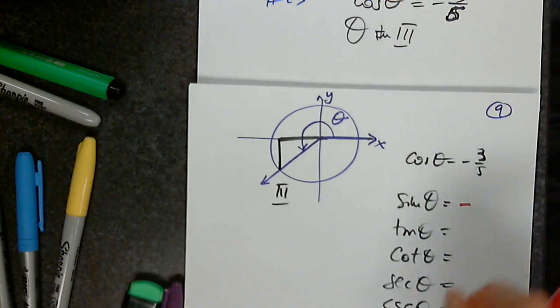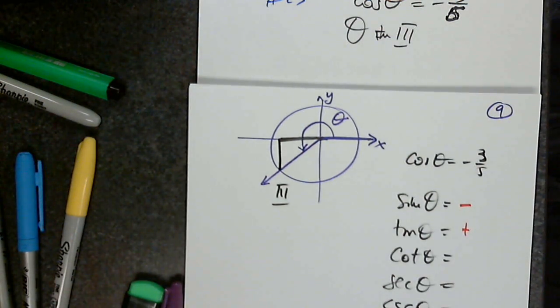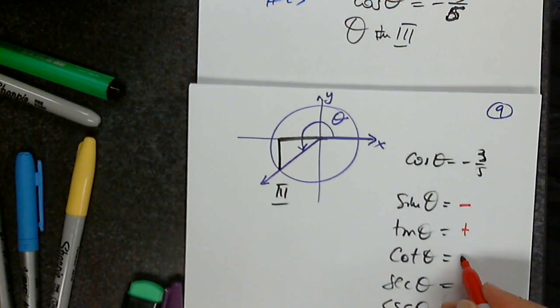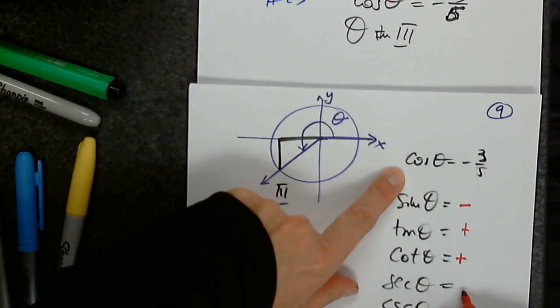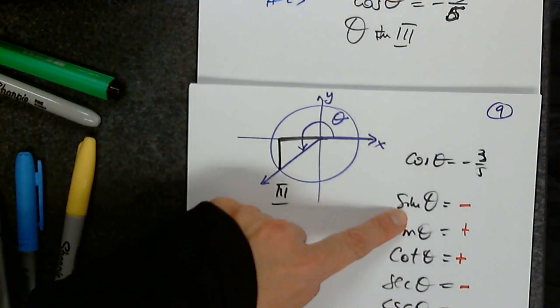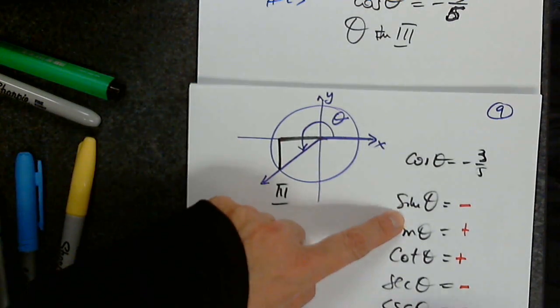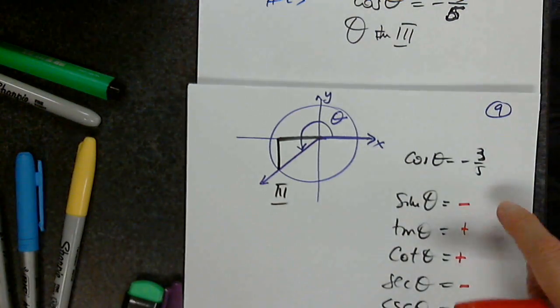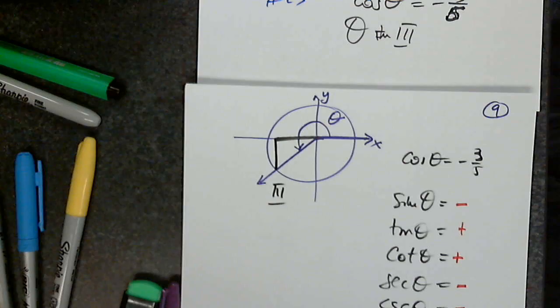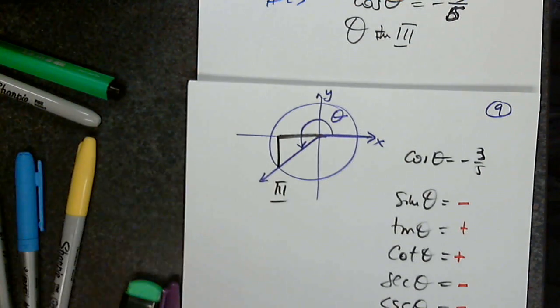Since these two are negative, what will be the sign of tangent? What will be the sign of cotangent? It's 1 over tangent. Good. Secant is 1 over cosine. And cosecant is 1 over sine. Okay. Now this is just the signs of each. But now I have to find the number. But I wanted to establish the sign first of each trig function.